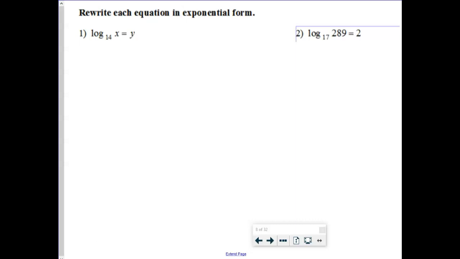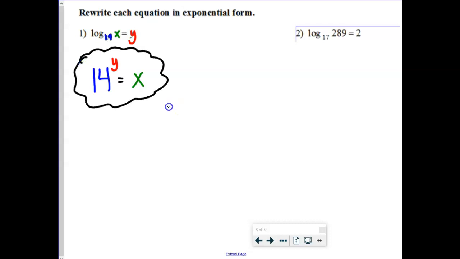So the first thing I would do is identify who is my base. 14. The base is 14. Very good. So I'm going to write down a 14 to be the base of my exponential. And then I just remember the next two things are going to flip-flop, right? So the answer, which is y, now becomes the exponent. And then what used to be in the logarithm, this guy, is now my answer. That is exponential form. Now, here's what's troubling about number 1. I don't know if I'm right, because there's too many variables in this to be like, yes, clearly that is a correct representation. Like 14 to some power equals something I don't know.